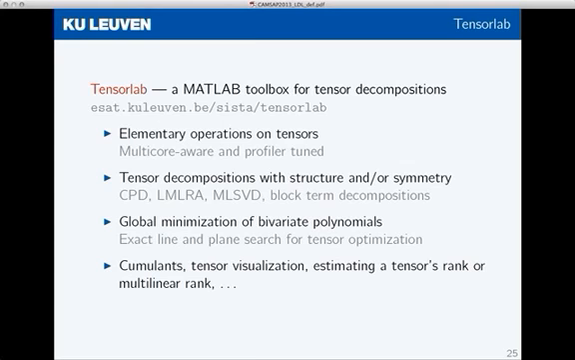And so this made it into a MATLAB toolbox that we called Tensorlab, with also other stuff, visualization, estimation of rank, and so on. There is one more thing that I would like to briefly explain, and then I'm going to conclude. There is also something, global minimization of bivariate polynomials. What does this have to do with it?